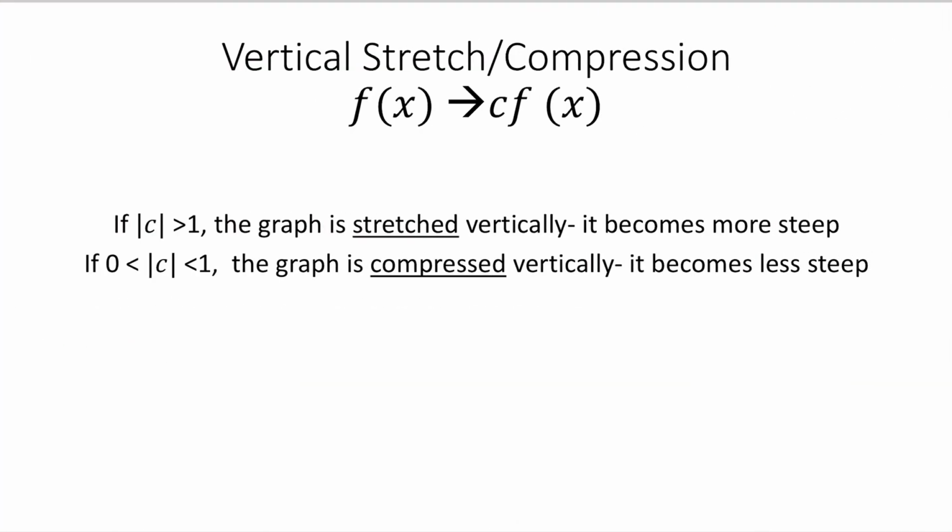A vertical stretch or compression takes f(x) and transforms it to c times f(x). If the absolute value of c is greater than 1, the graph will be stretched vertically, which means it'll become more steep. If the absolute value of c is between 0 and 1, the graph will be compressed vertically, so it'll become less steep. You can remember that the slope is what tells us the steepness of a line. If a line is more steep, the value of m, the slope, is going to be bigger. If a line becomes less steep, the value of m, the slope, is going to be smaller.